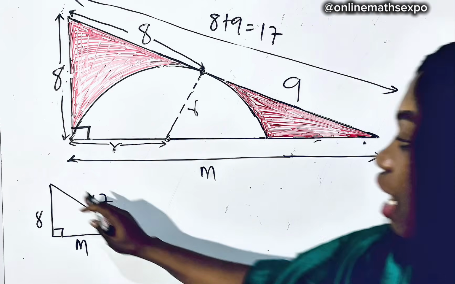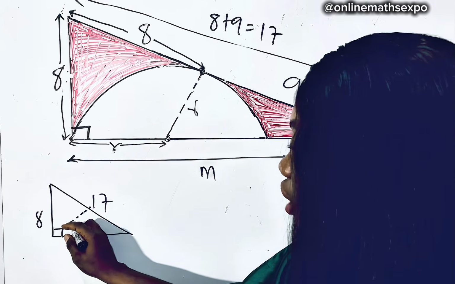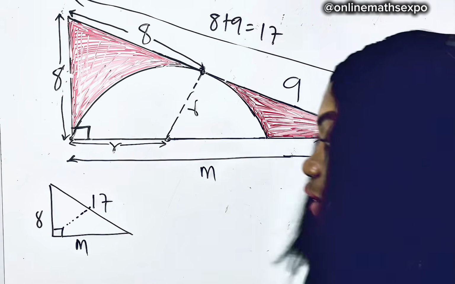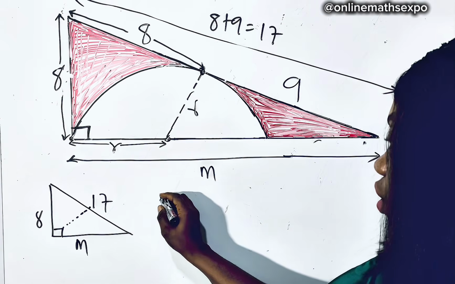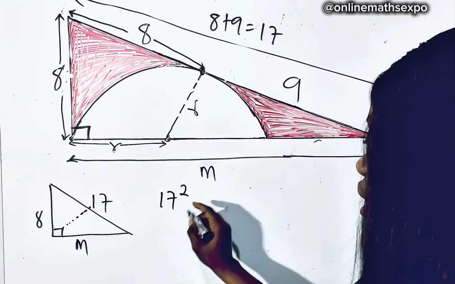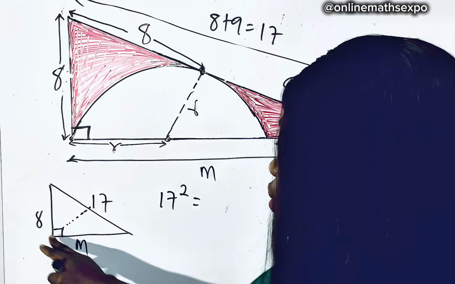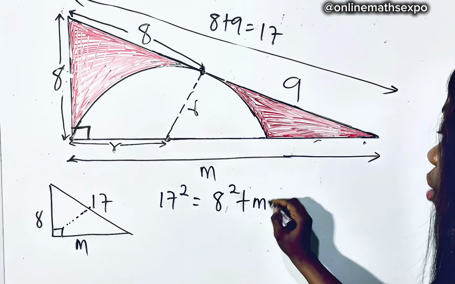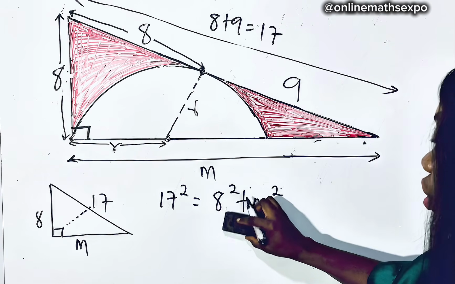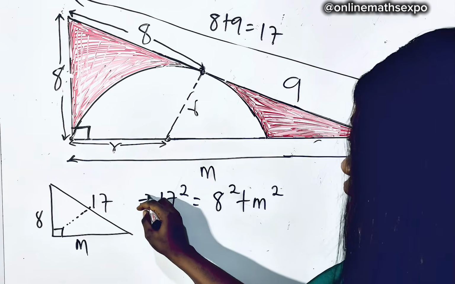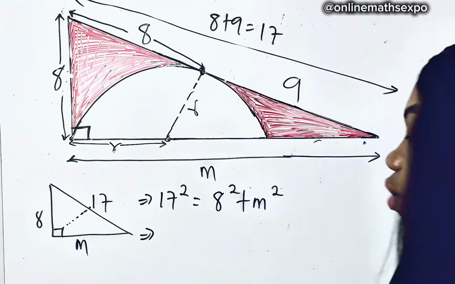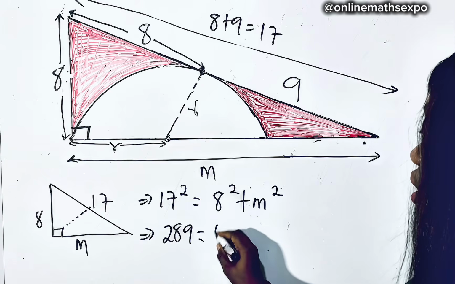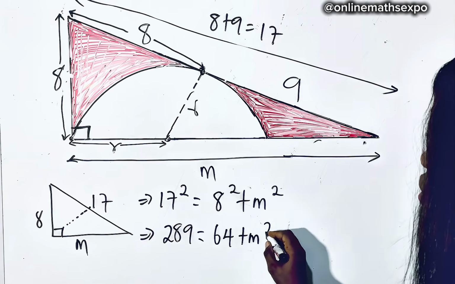Remember that the side that is opposite to the angle 90 is always the longest side. So use your Pythagorean theorem. It gives you 17 squared should be equal to the square of the two legs summed, and that is 8 squared plus M squared. So what should we do next? We simplify. And that gives us 17 squared gives us 289. 8 squared gives us 64 plus M squared.